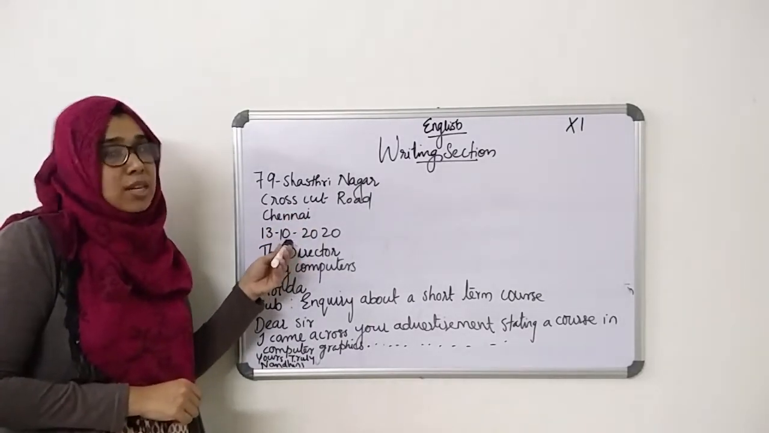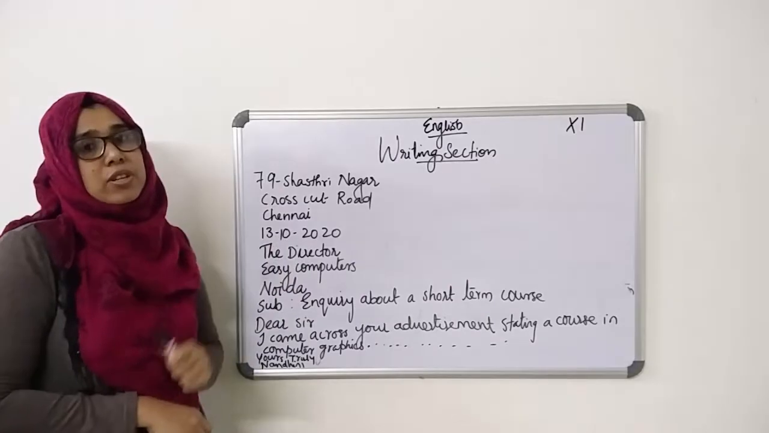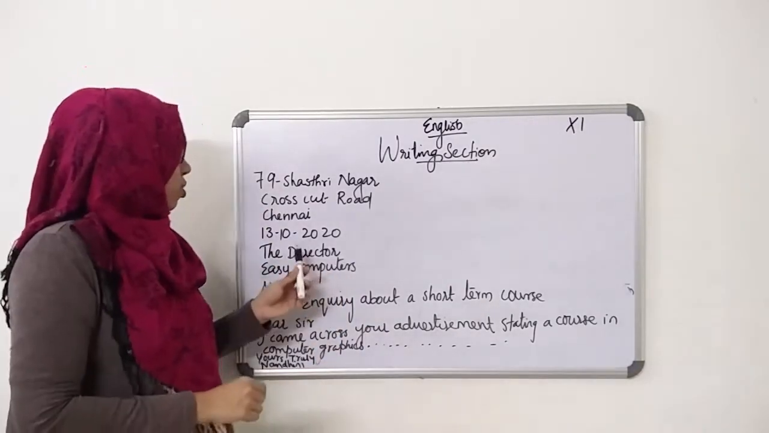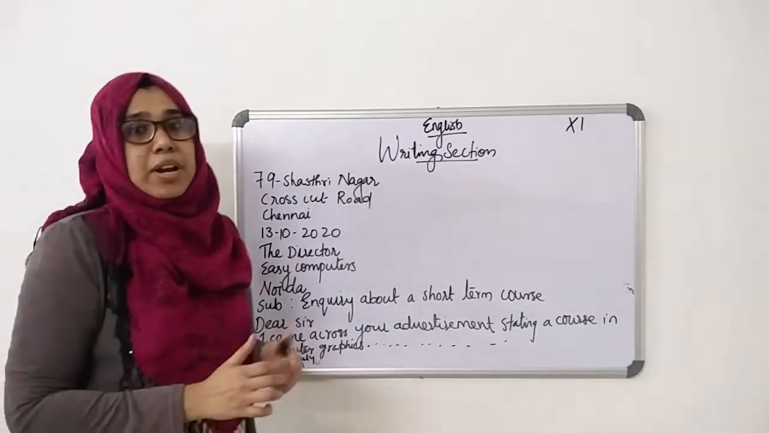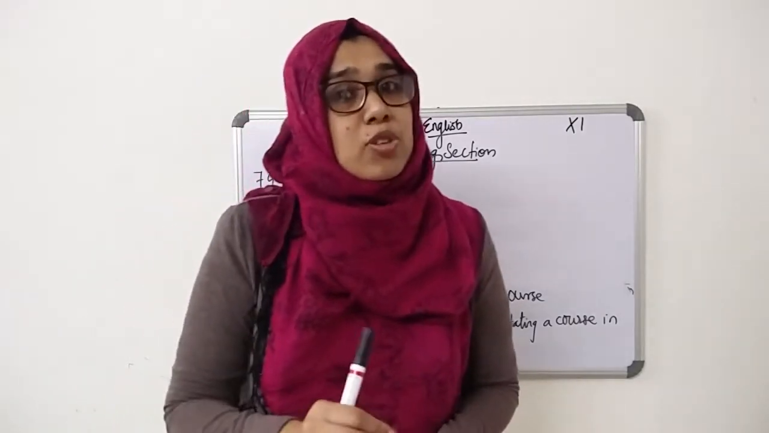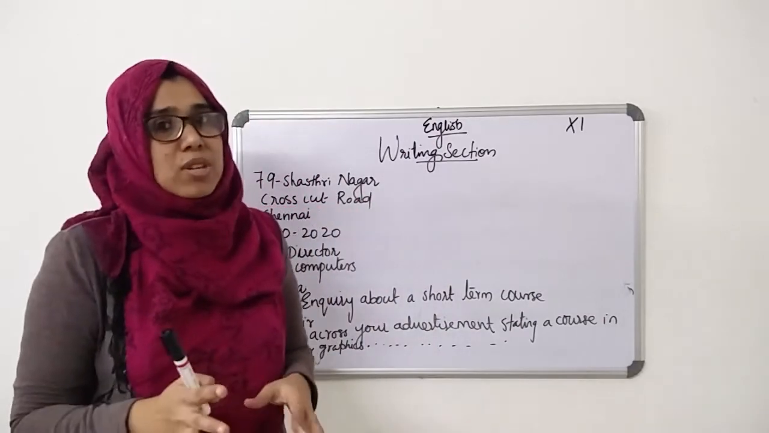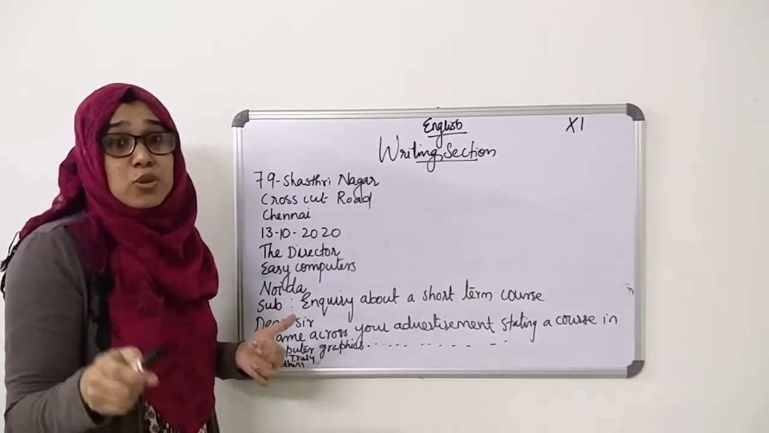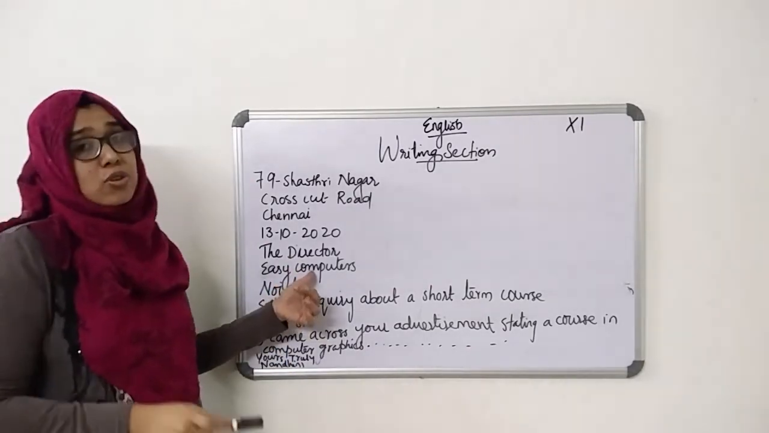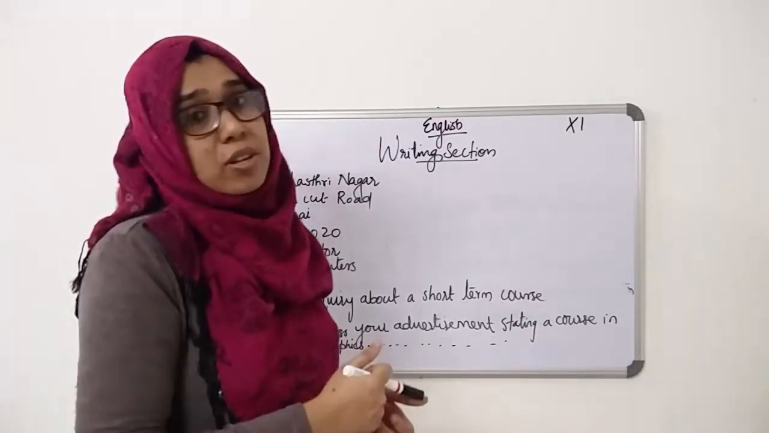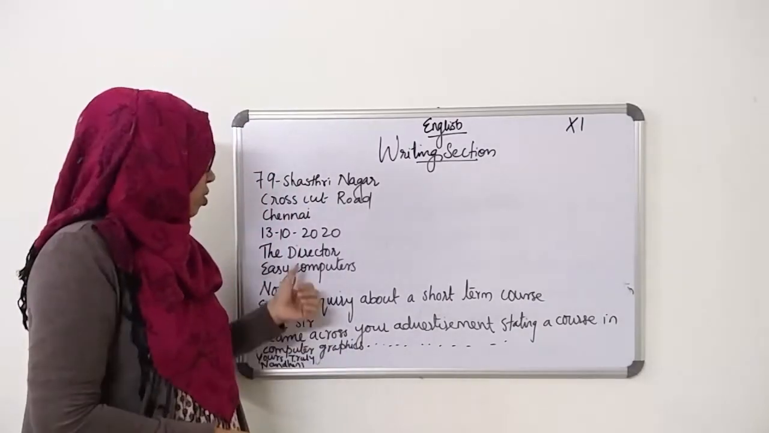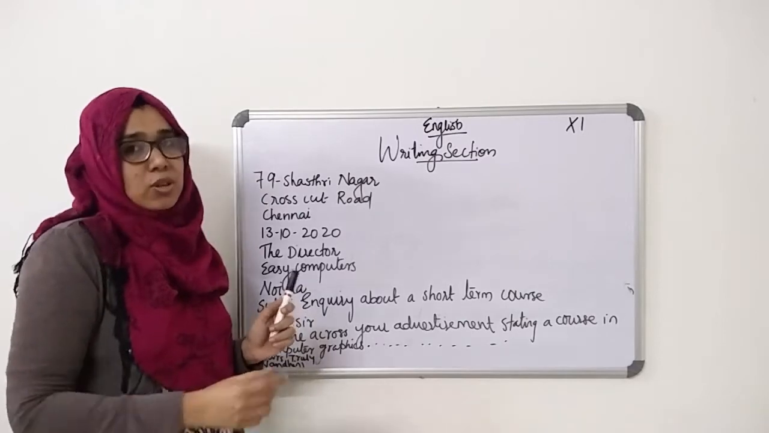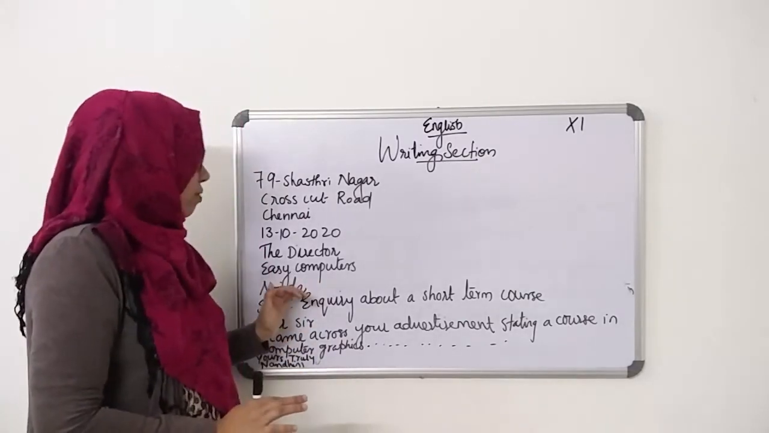Next comes the date. We have written the date. Next is the receiver's address. Here we are writing the letter to the director of Easy Computers. Easy Computers is the name of an institution. So the same address we have to write here as the receiver's address: The Director, Easy Computers, Noida. That's already given in the question.